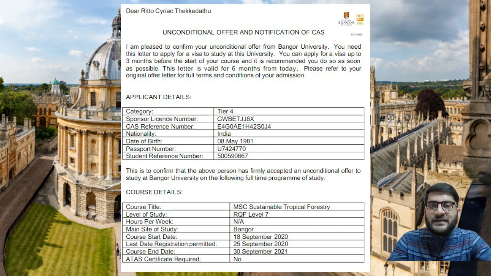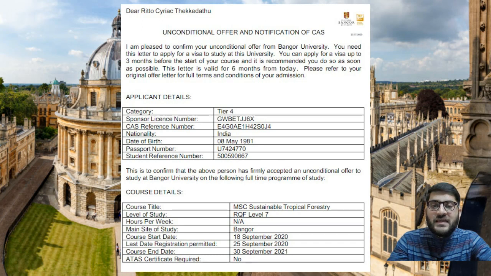The first part contains the information about the applicant, the student, and the university that is the sponsor. And the next part contains the information about the course details. Now, what course is he going to study in the UK? You can see the course title, that is MSc Sustainable Tropical Forestry. He is going to study an MSc, and the level of the study is RQF level 7.